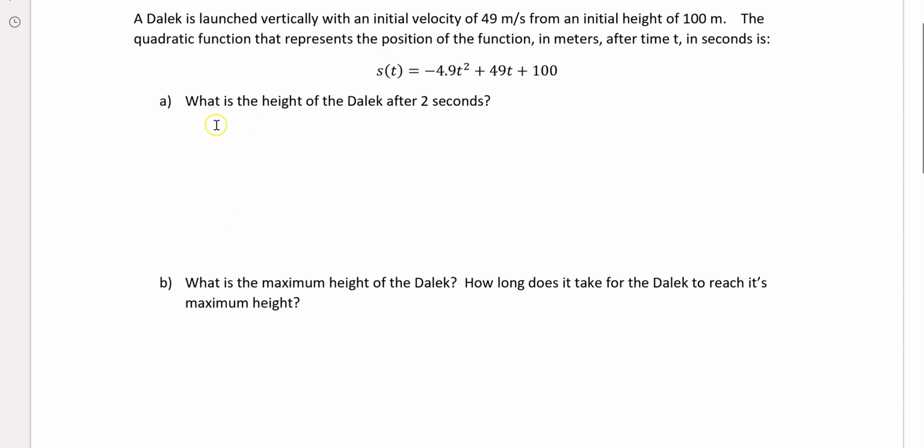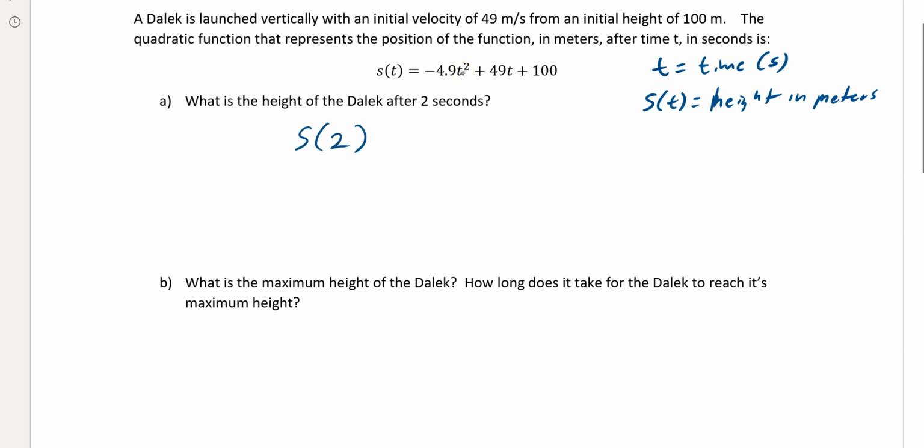All right, this is our last application for quadratics. This is a projectile being launched vertically in the air. So our question says a Dalek is launched vertically with an initial velocity of 49 meters per second from an initial height of 100 meters. So the quadratic function that represents this, with time being our t in seconds, and then s of t, this is our position, or height in this case, in meters. So you plug in some time t and it tells us the height of that Dalek.